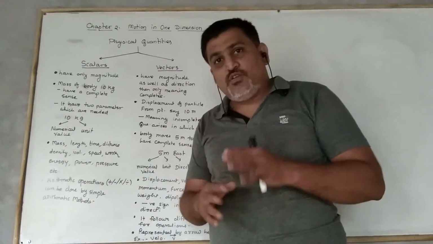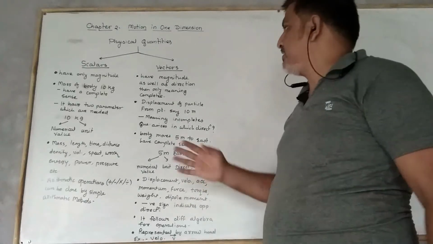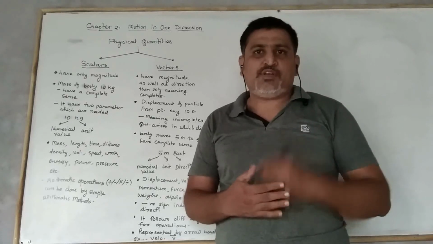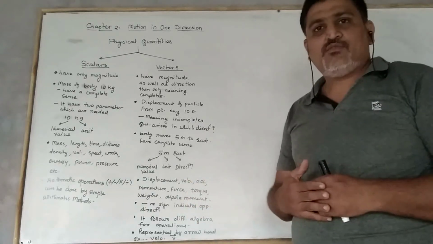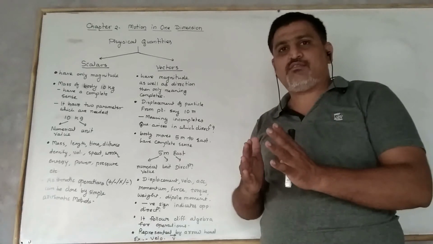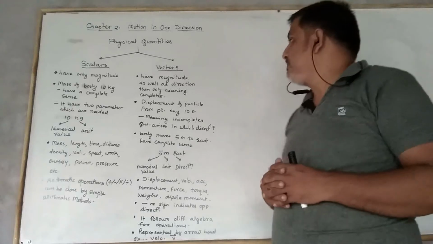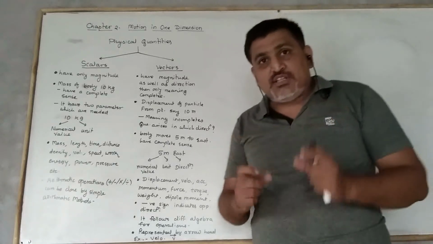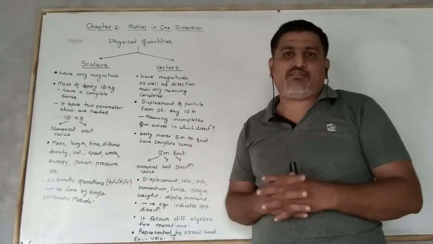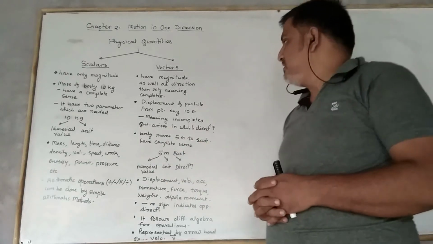Now let us know more about the vector quantity. Initially I only stated the difference between scalar and vector. What is the definition of a vector? The physical quantity which requires magnitude as well as direction. Then and only then we can say it gives us a complete sense. Otherwise, the sentence has no complete sense.